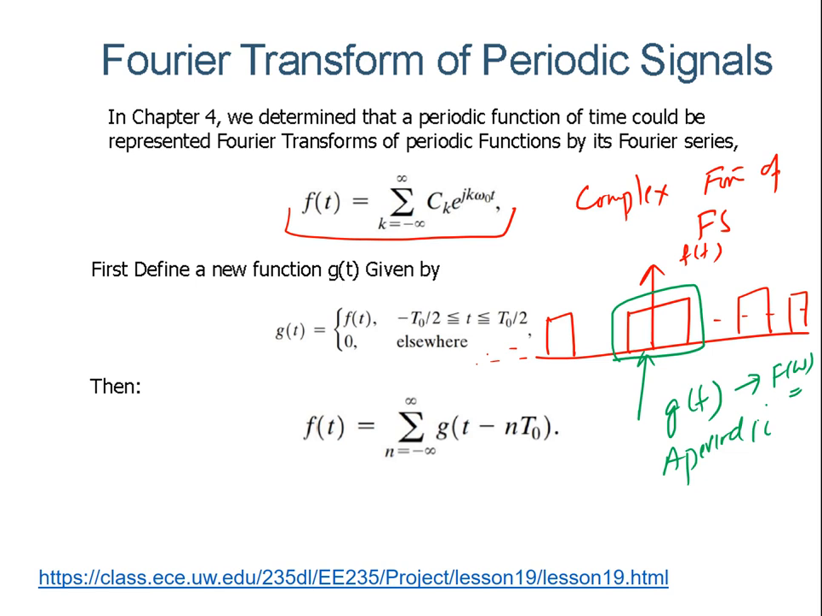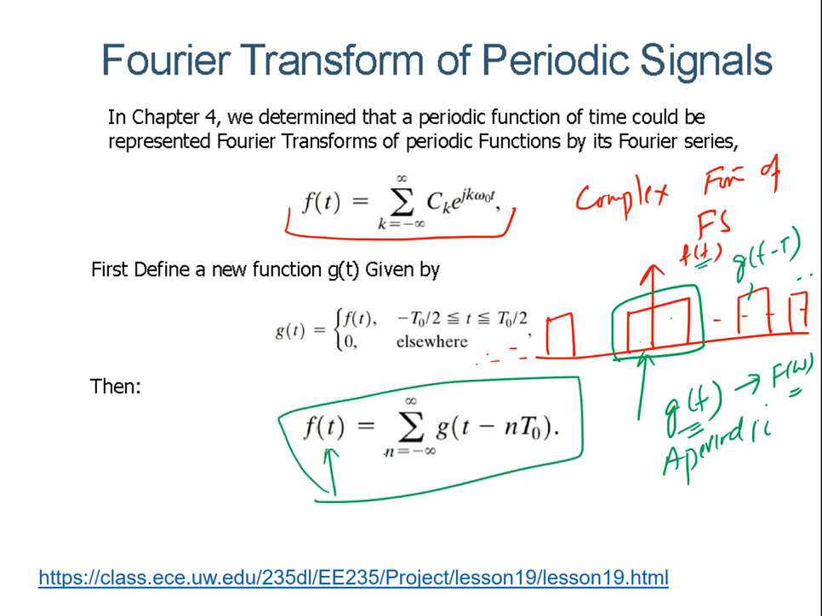Then basically what we can do, this is the aperiodic part, so I can write my original function as a shifted version of this part. For example, this is g of t, and this will be g of t minus T, and so on. So basically I can write my periodic function in the form of the aperiodic component.